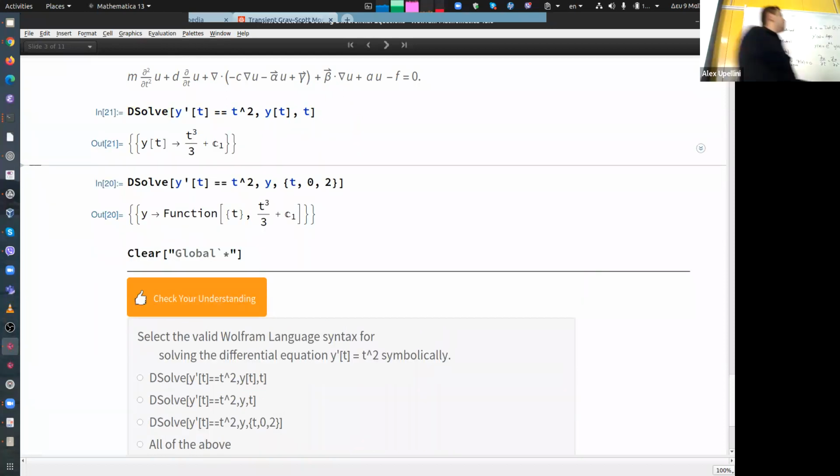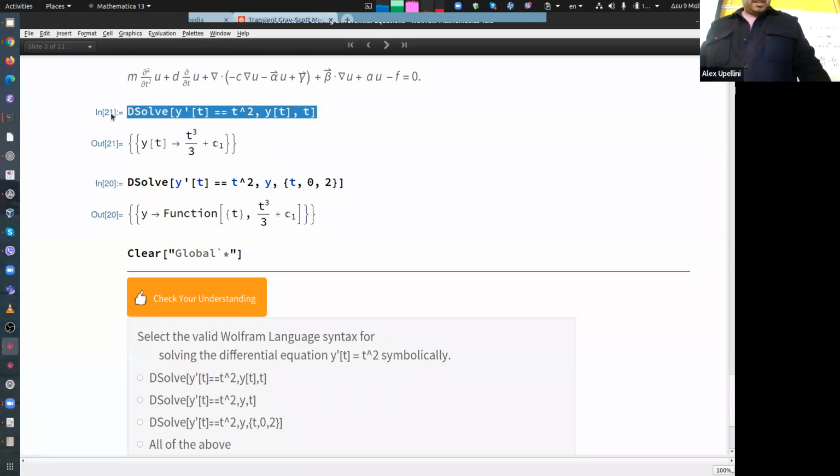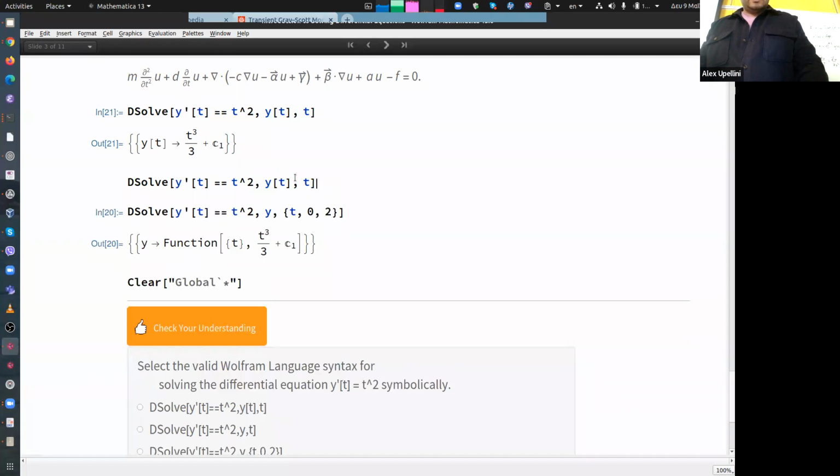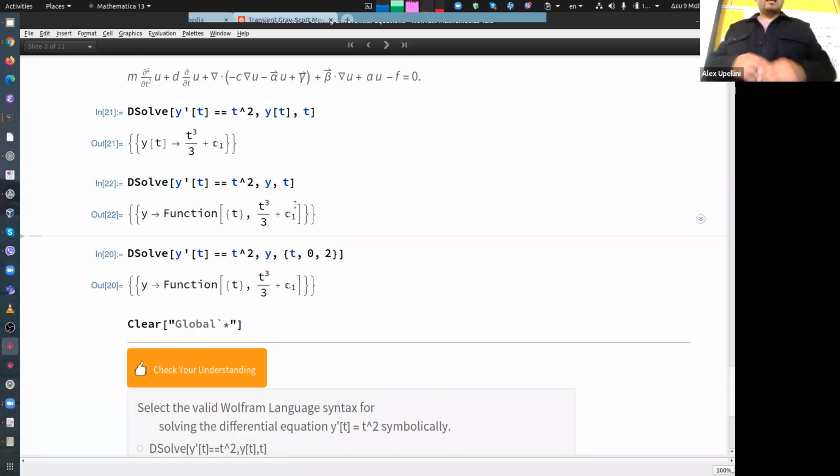Okay, so the first one returns a list of replacement rules where y of t must be replaced by that in order to get a solution. Okay, now let's change this a little bit with y instead of y of t. And then you see that y must be replaced not by an expression, but by a function. It is the function that to the variable t associates t cubed over 3 plus c1. Okay, we will see what's the difference now.